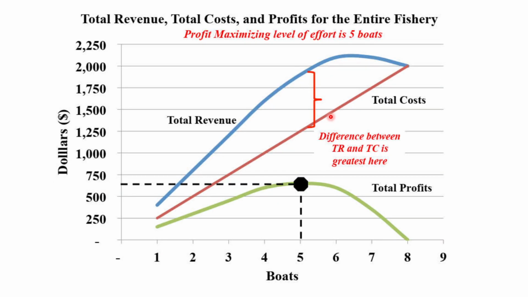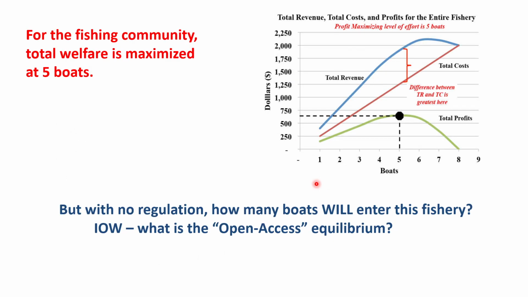Graphically, you can see that the optimal, the highest point, is not at 5 actually, but it's a little bit beyond 5. So when marginal revenue equals marginal cost, that will be the optimal number of boats. And why is it optimal? Because that will maximize our total profit for the fishery. All right. So for the fishing community, total welfare is maximized at 5 boats.